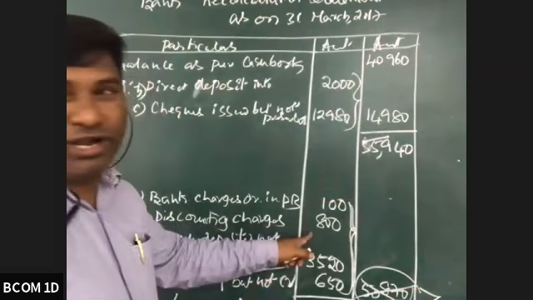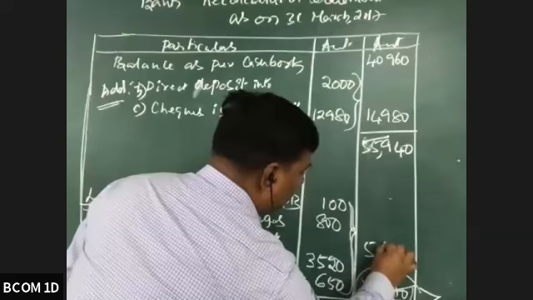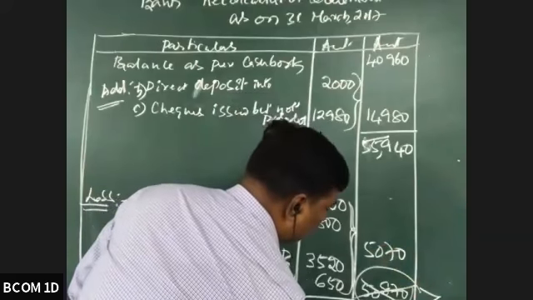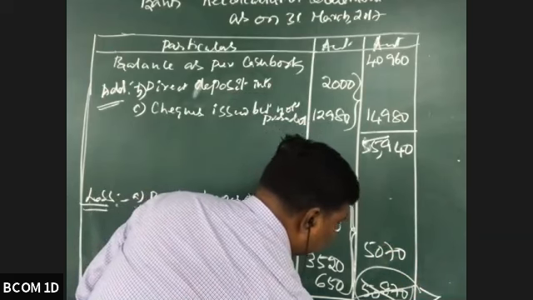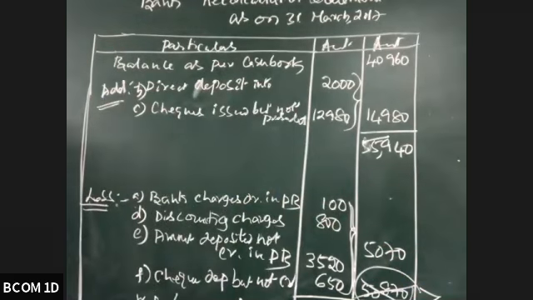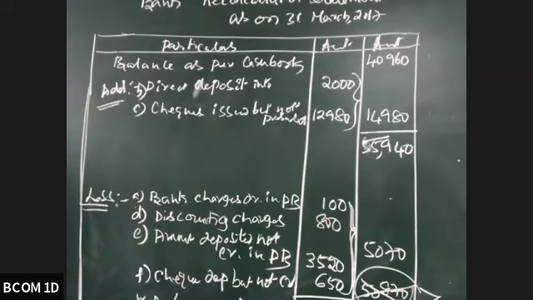What is this total? 5,070. So 50,870 is the answer. Sir, so balance as per cash book is 50,870, right? Correct. Passbook, sorry. Yes, passbook.